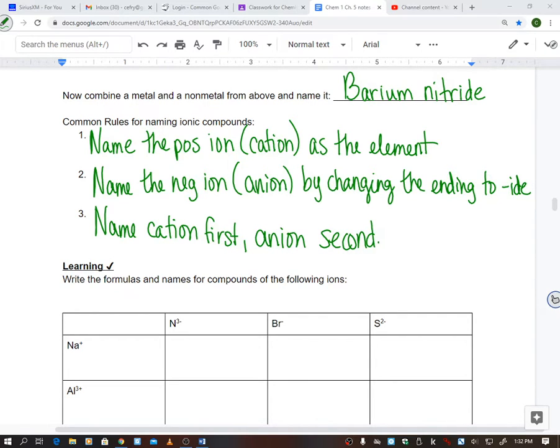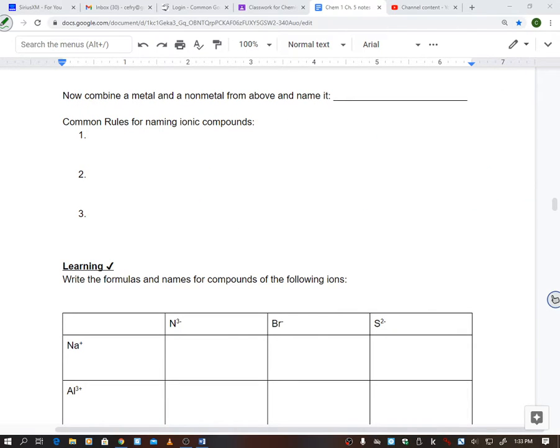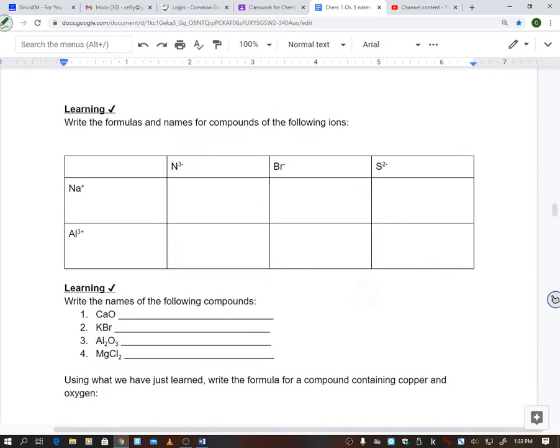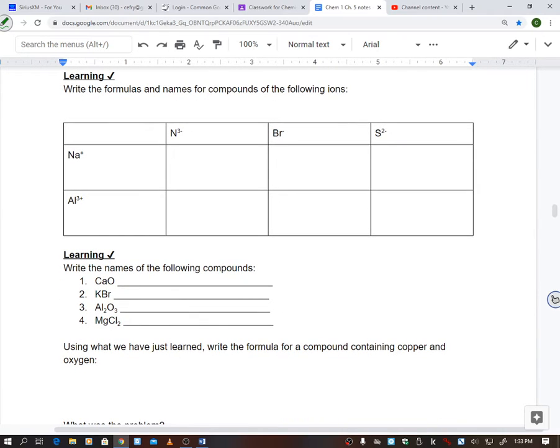Okay, so it's pretty simple. Just name your positive one first, name your negative one last, change the ending to IDE of your negative. So let's look at the learning check here. Write the formulas and names for compounds of the following.